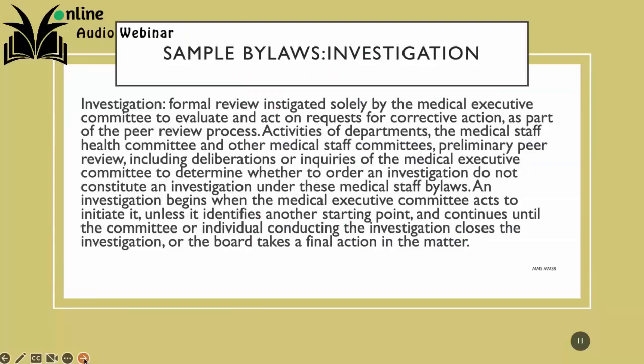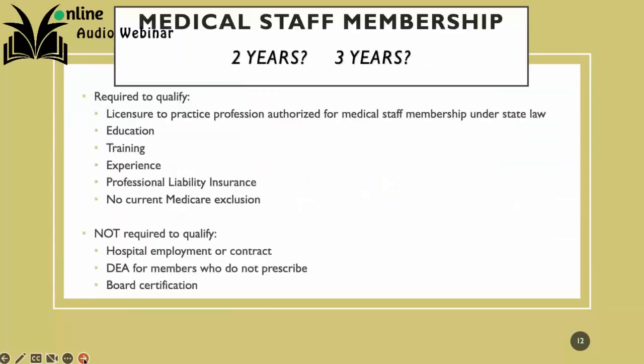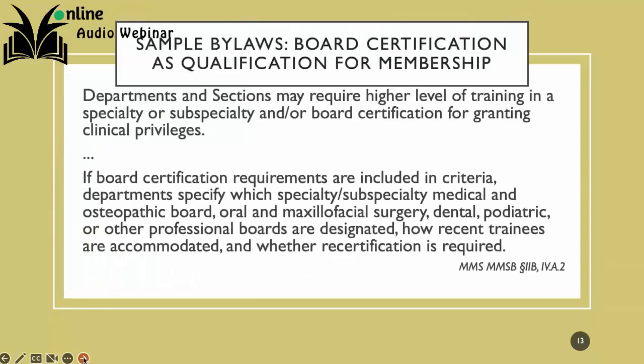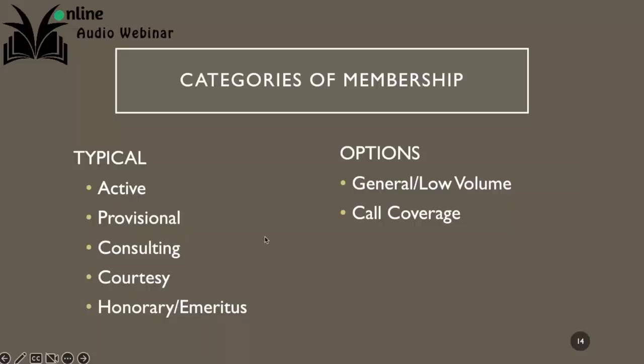Another major issue for medical staff bylaws is membership. Who qualifies? Who doesn't? Medical staff membership requirements should be in the bylaws and should indicate at least the basics. Licensure, for example, education, training, experience. I mentioned board certification as an example for membership. Membership has categories, typically active. Other options, though, for categories could be low volume members. Call coverage is another category of membership.